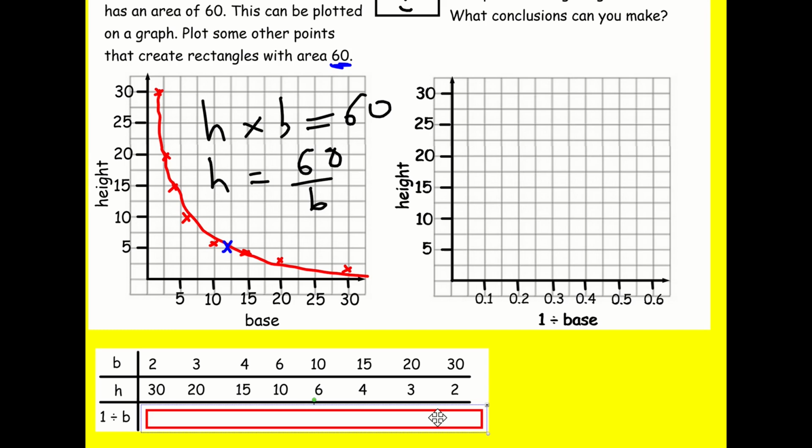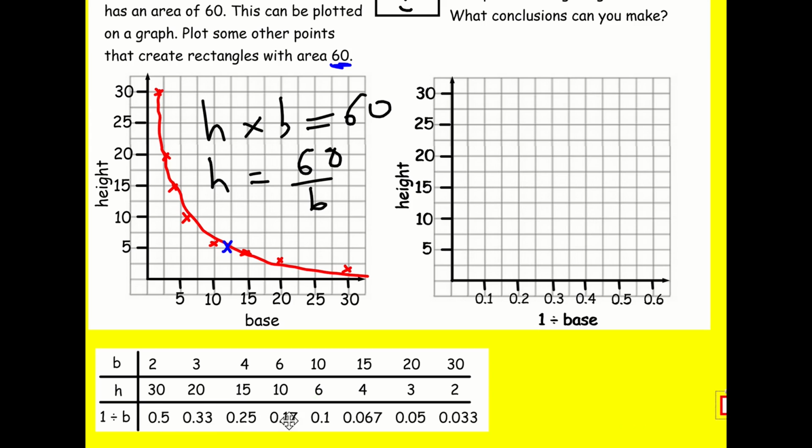You might have carried on with the table. This is what I've done here. I've got some different values. I've had to round them because some of them are recurring decimals. But then I plotted these against the height, and this is what you get. You actually get a straight line when you plot it.